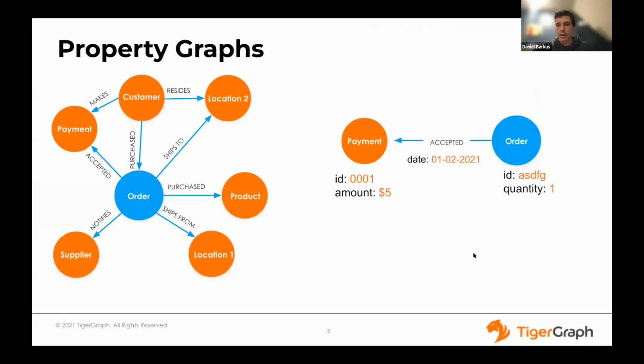So first, let's talk a little bit about what graphs are and how they are different from the way you are used to working with databases. You may be used to a SQL or relational database where you have a bunch of tables, and those tables have columns and rows. Each column represents an attribute of the data in the table, and each row is an individual entry of that data.